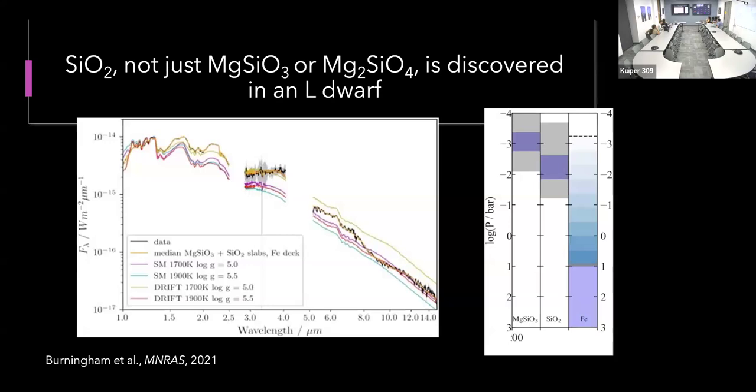Anyway, so this result kind of proved that you also need to consider quartz in addition to enstatite and forsterite.